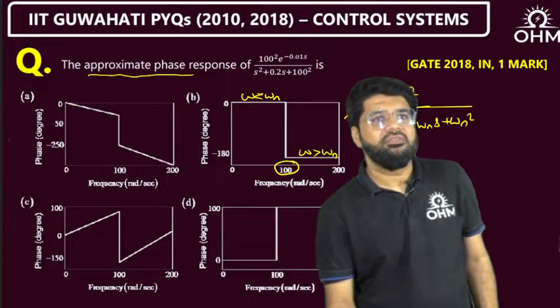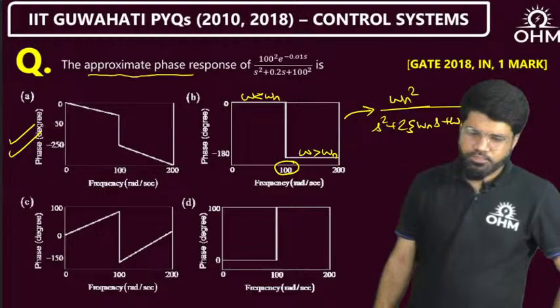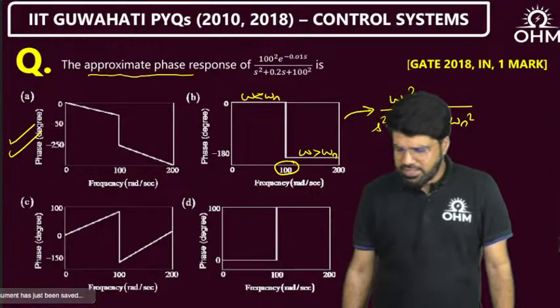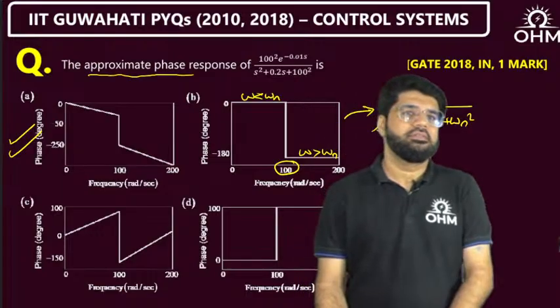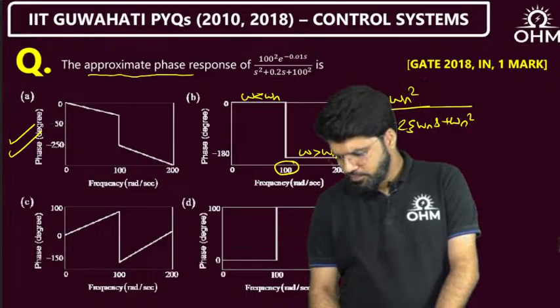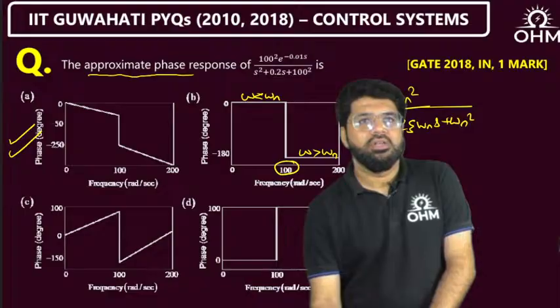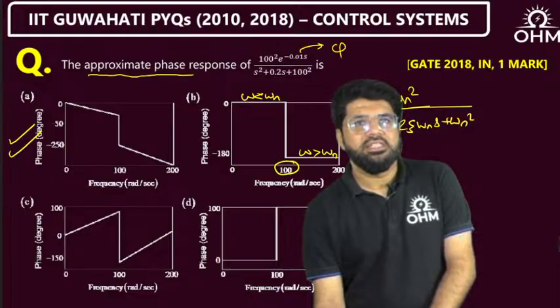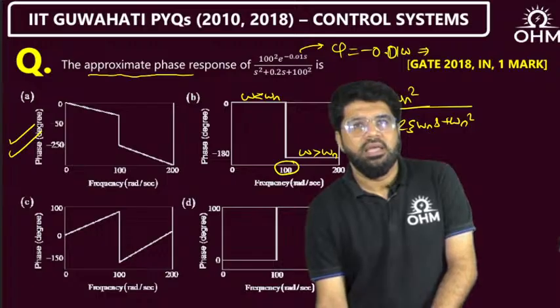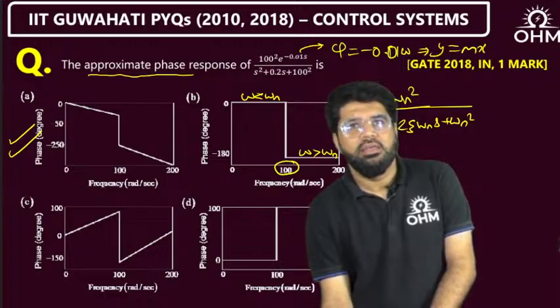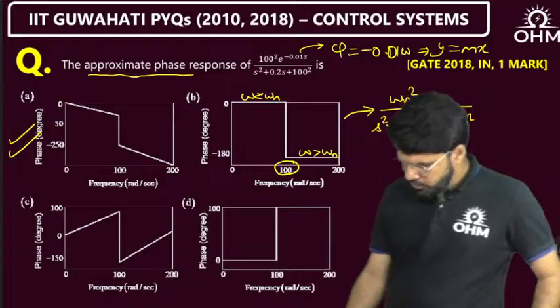That itself clearly suggests option number A. Because this brings up the phase, I'll write it down here also, minus 0.01 omega, and that is like y equal to mx.